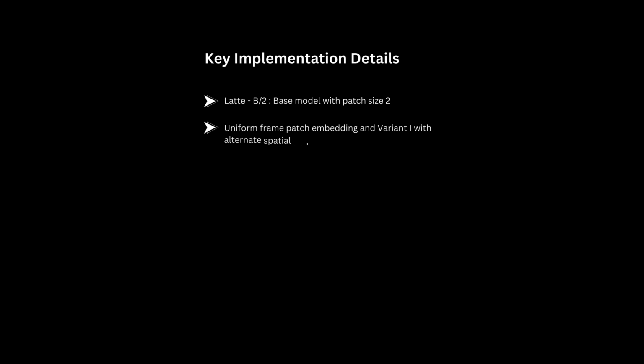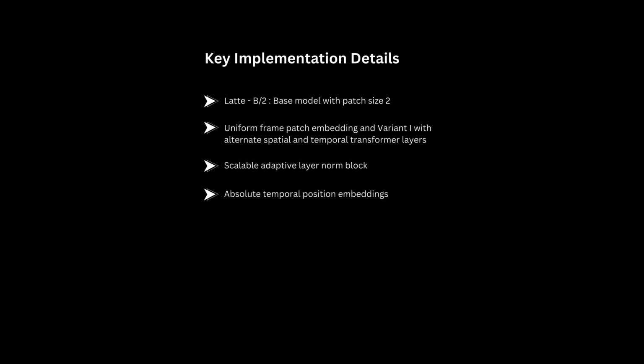Okay, so now let's look at an implementation of this video generation model. The implementation will be of a base model with patch size 2, but it's configurable. We would be using uniform frame patch embedding and variant 1 design, with each block being the adaptive layer norm 0 block that we saw in DIT. For temporal embedding, we'll use absolute position embeddings, and we'll be doing joint video image training on 16 frame video clips extracted from the videos of our dataset. All these are the variations which ended up with the best FVD.